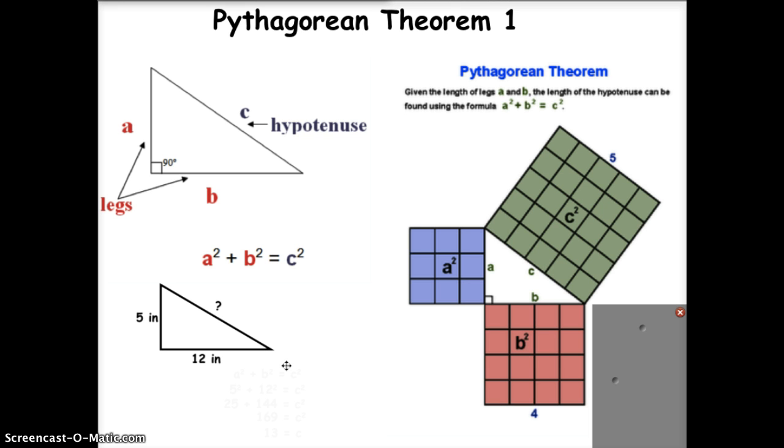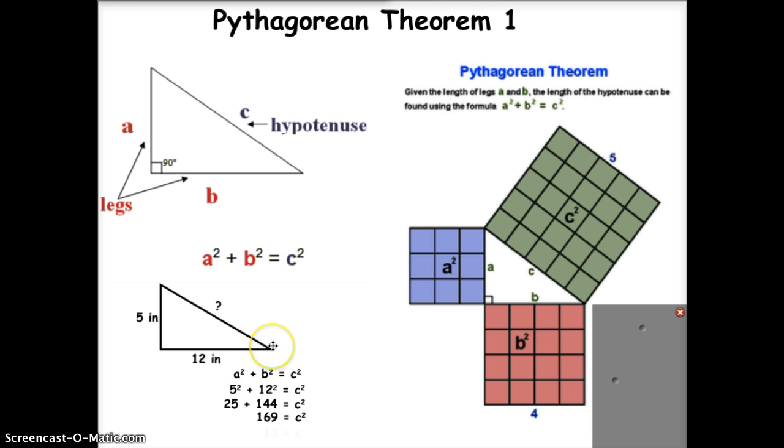Whenever I'm solving a Pythagorean theorem problem, I always start by writing down the formula. The formula for the Pythagorean theorem is a squared plus b squared is c squared. The next thing I'm going to do is substitute the values 5 and 12 in for a and b. So when I do that, I get 5 squared plus 12 squared is equal to c squared. Next, I'm going to square both 5 and 12, and I'll get 25 plus 144 is equal to c squared. And I can just add up 25 and 144 and get 169 is equal to c squared.